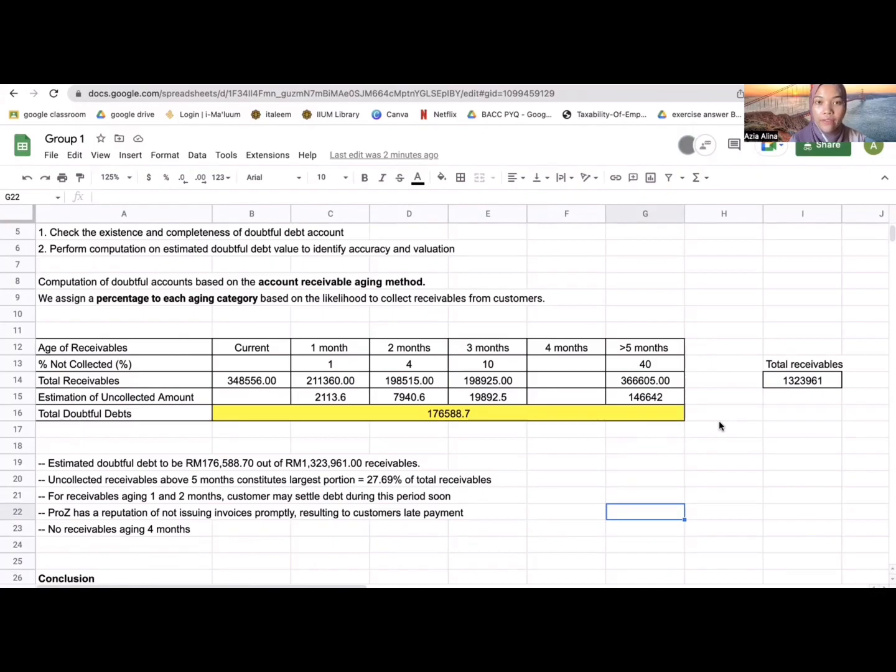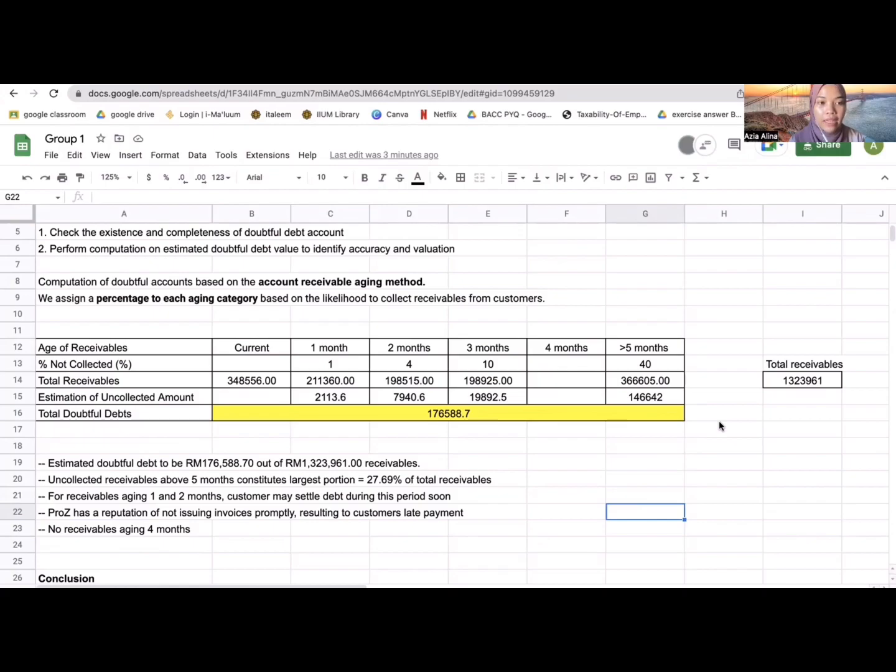For 1 month, we have 1%. For 2 months, we have 4%. For 3 months, we have 10%. For 4 months, we don't have any percentage assigned because there are no receivables aging 4 months for Prozi Garment. For above 5 months, we estimate that 40% of the total receivables will not be collected.